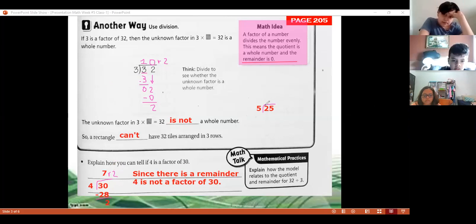25. Think about the table of 5. 5 times 5 is 25. Excellent. So I subtract, 25 minus 25 is 0. The remainder is 0. Now, is it a factor? Are they factors using this information?